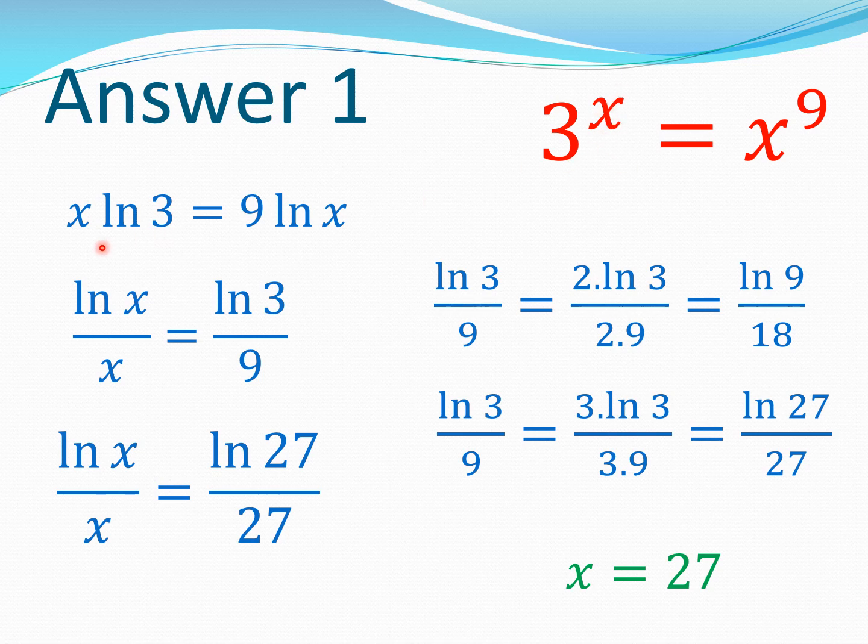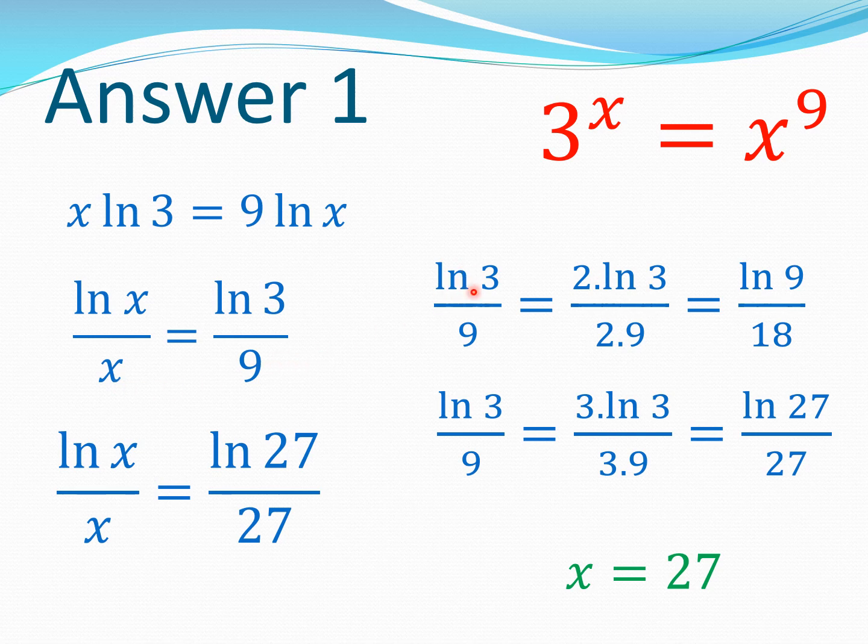So here of course this becomes x log 3 is 9 log x, and I can immediately write this in the form log x by x is log 3 by 9. Now, I also know that the solution has to be an integer here. So x is an integer. So there is going to be some particular combination of these numbers 3 and 9 such that it's going to be in the form log x by x. So let's try to check that out.